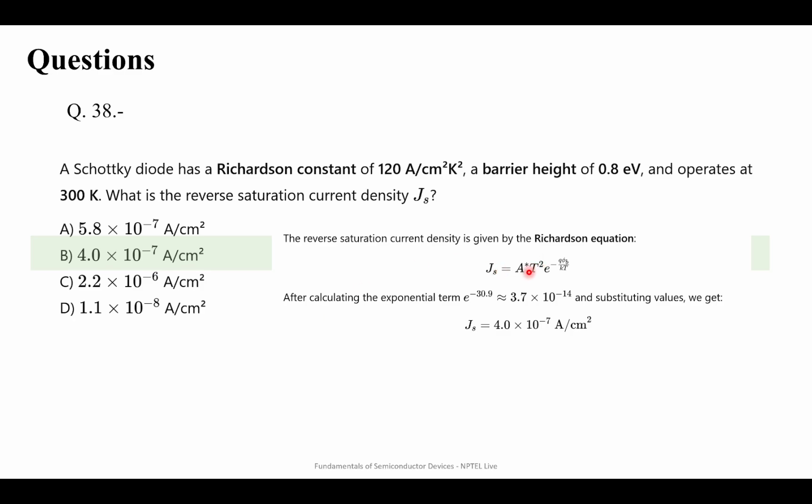So the formula we had just seen, A star T square e power minus q phi b by kT. So phi b is given as 0.8. Since it's room temperature, 300 Kelvin, you know kT by q is 26 milli electron volts. So you divide that and you get e power minus 30.9, which is 3.7 times 10 to the minus 14. Then you multiply it with 300 square and 120, and the answer you get is 4 into 10 raised to the power minus 7 approximately.